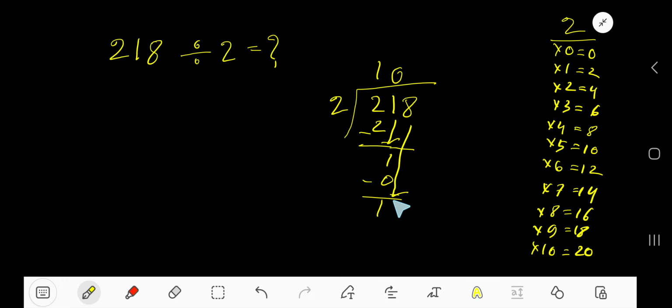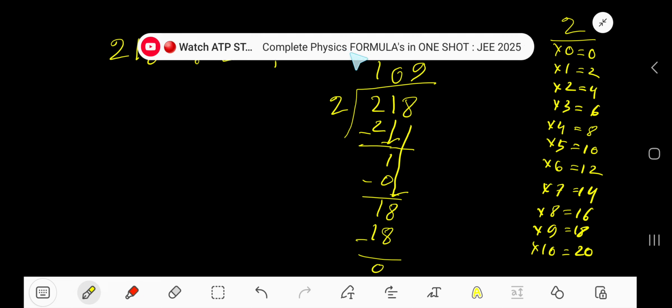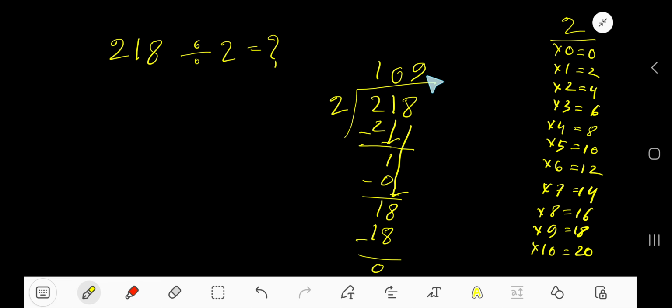Bring down the next digit 8. Now your current dividend is 18. 2 goes into 18 how many times? 9 times. 9 times 2, 18. Subtract, 0. So our answer is 109.